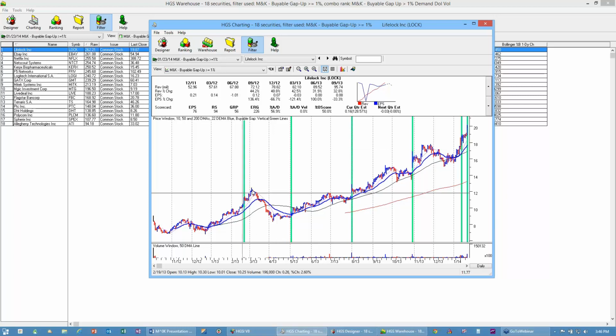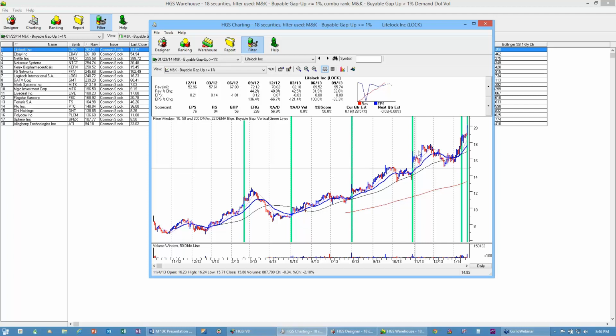This showed a profit until it rolled over. This was a great buyable gap down here, coming off of this consolidation area, starting to form a cup. But that was a buyable gap. Here's another one that was very profitable. This one moved up and then pulled back, but notice it did not fill in this gap.